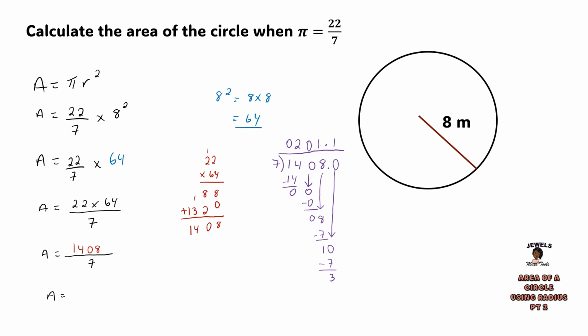So for this question, I'm going to say that my area is equal to 201.1. So now I'm going to stop there, make sure I'm putting my meters squared. And I'm going to indicate that our answer is to 1 decimal point.